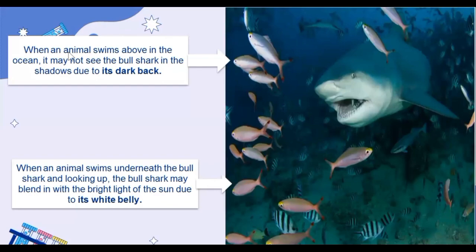So when an animal swims above in the ocean it may not see the bull shark in the shadows due to its dark back. When an animal swims underneath the bull shark and looking up, the bull shark may blend in with the bright light of the sun due to its white belly.